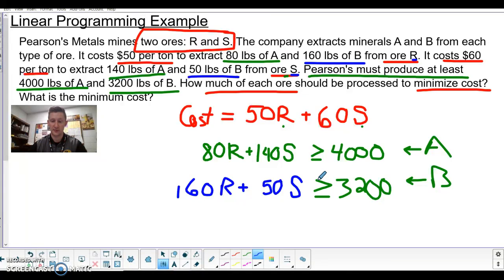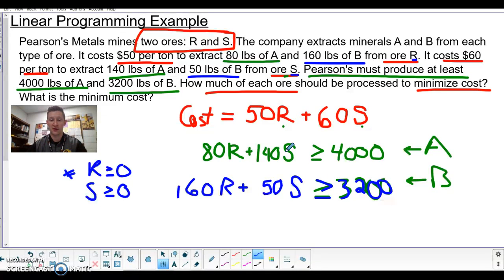Okay, and that's got to be greater than or equal to 3,200, which I'll just put some blue over the top of, just so that the color matches up. Now, another constraint that you could pretty much always assume with a word problem would be that R is greater than or equal to 0, because I'm not going to make or mine negative pounds of either of these kinds of ore. So that's just sort of understood. I'm only going to work in the first quadrant.